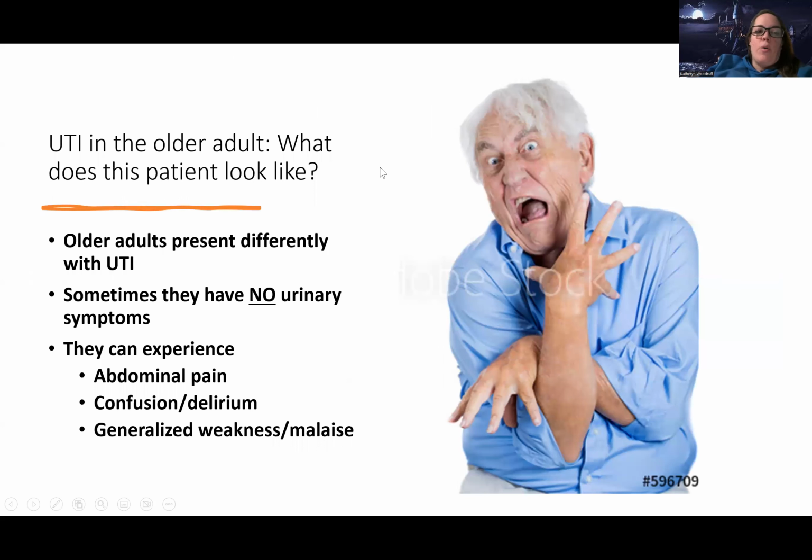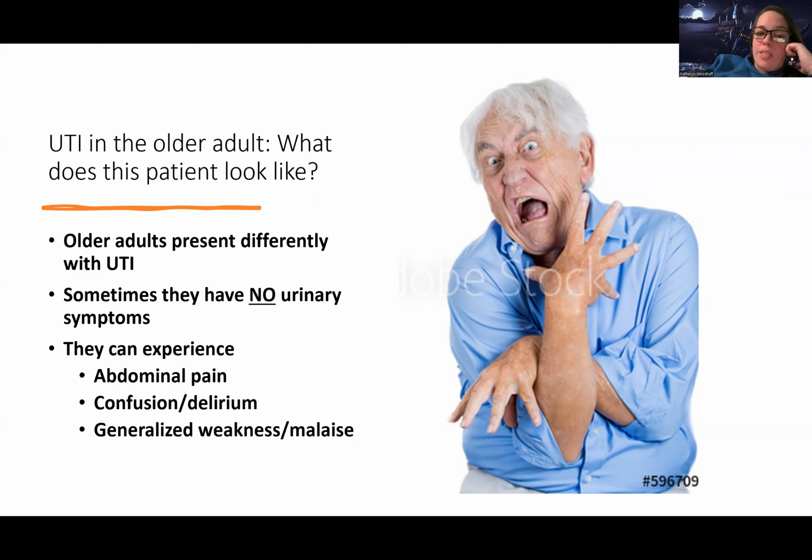So UTI in an older adult, this patient usually presents differently in the sense that a lot of times they come in with no urinary symptoms. It's really hard to tell. In general, if you have an older patient that comes in and they're confused, disoriented, it's probably some sort of infection. Might be a urinary infection, could be a lung infection, but that confusion, that onset is really common for infection in the older adult.